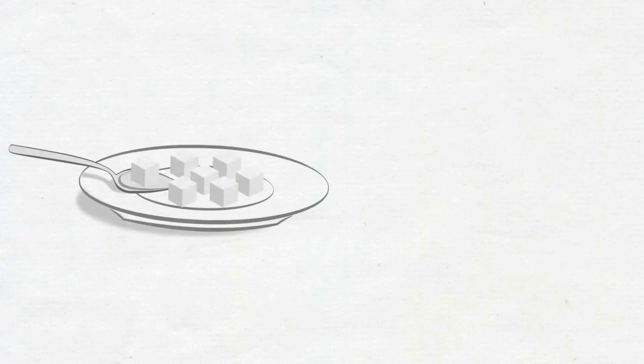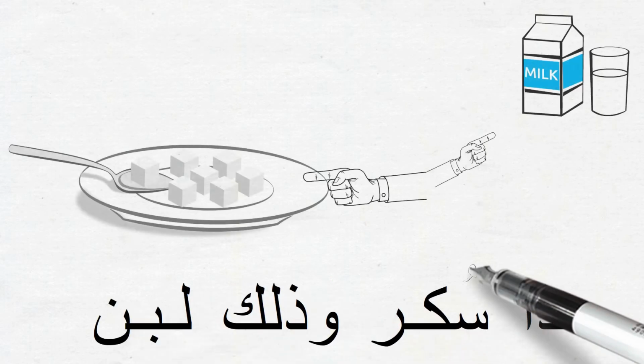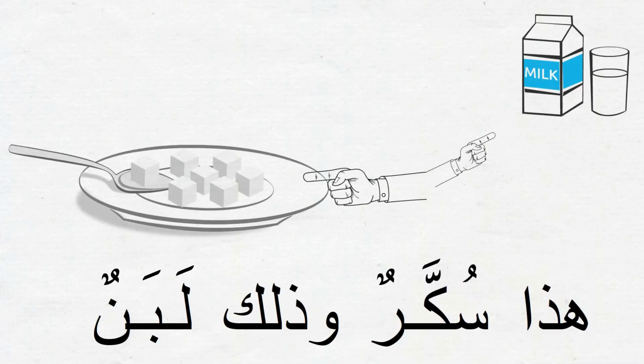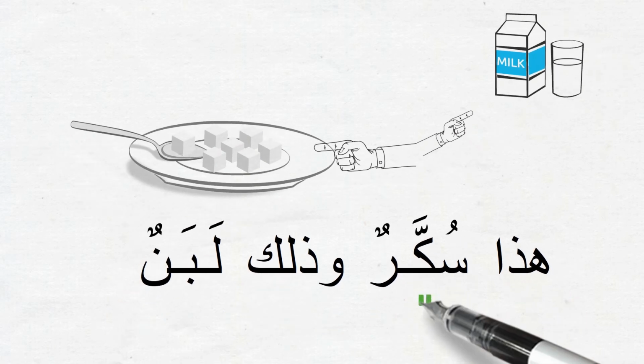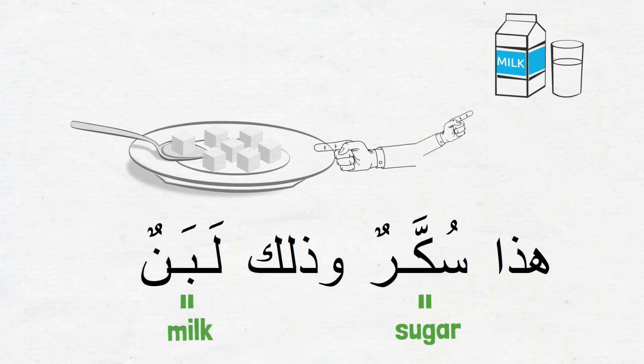The next one. هذا سكر وذلك لبن. We have a couple of new words here. سكر means sugar. لبن means milk. Keep in mind that both of these words are still in indefinite form because of tanween or un ending. In English, we don't use an article a because they are uncountable. But in Arabic, the sign of indefiniteness is still there. So the translation then would be, this is sugar and that is milk.